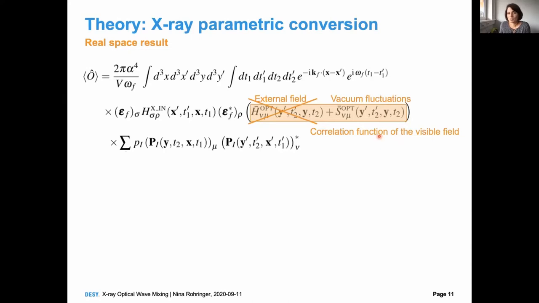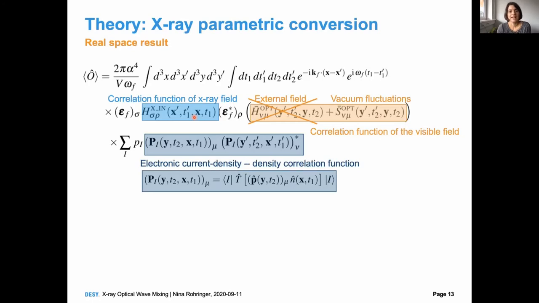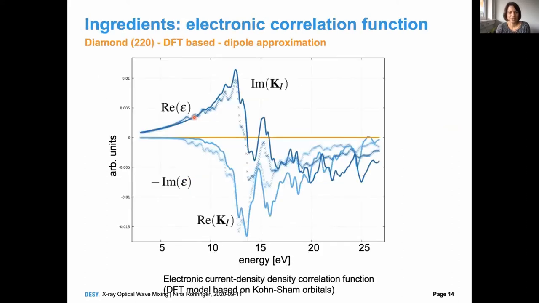But for the parametric process, we need to treat the quantum fluctuations of the visible field. So this is the quantum correlation function of the visible field that goes into this final expression. Then we have, as in the usual scattering approach, the correlation function of the X-ray radiation field. That's the first order Glauber correlation function of the X-ray field. And as already mentioned, the electron current density-density correlation function. If one puts everything together, one can quantitatively predict the experimental outcome of such an experiment.